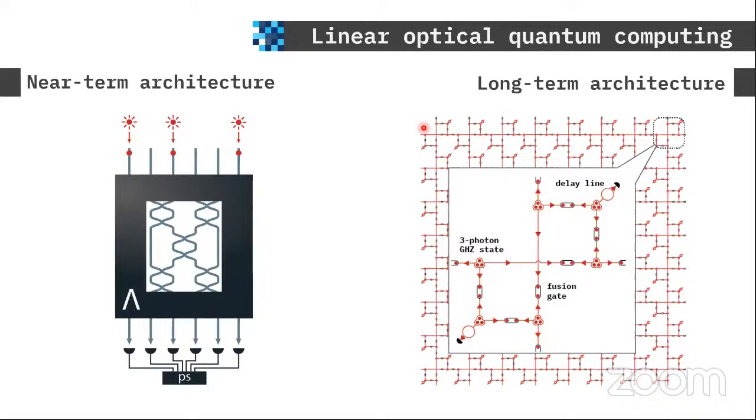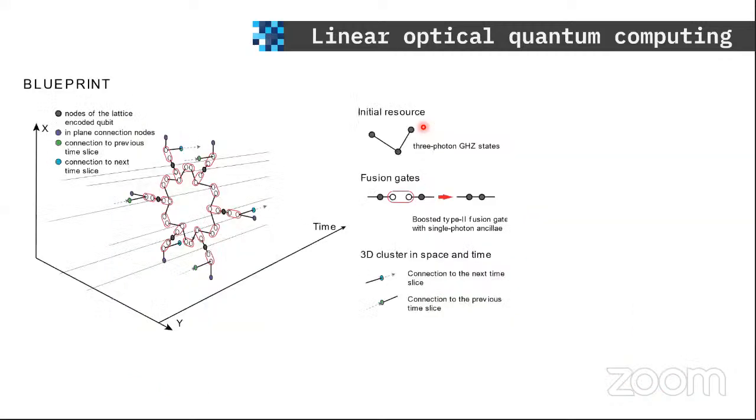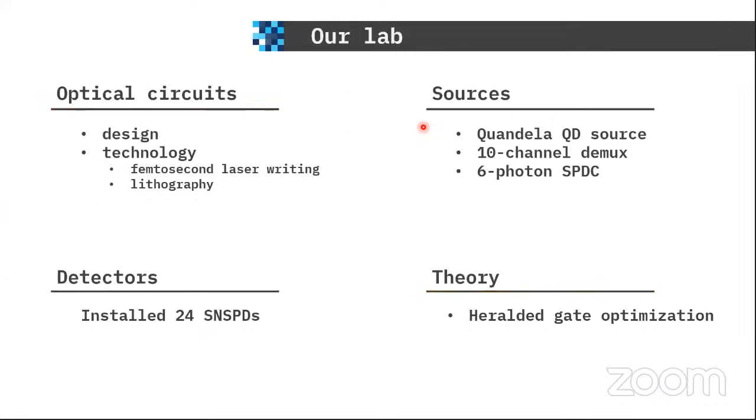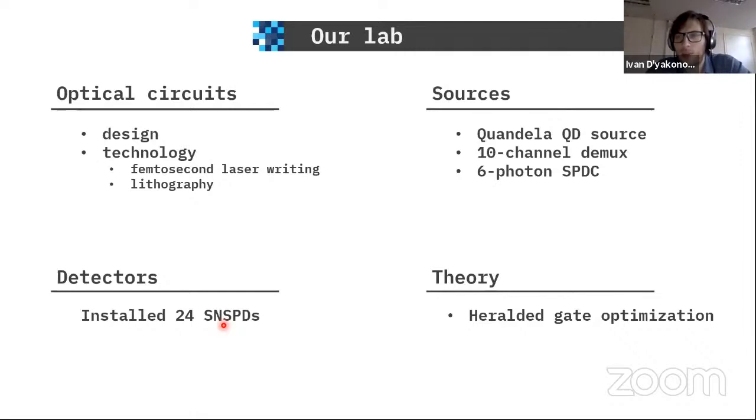So I have several questions. The first one is about the detectors you mentioned in the beginning part of your talk. You mentioned that you have installed like 24 detectors, and I assume they are all for 900 nanometer light? Yeah, so they are optimized for 925 nanometer to work with our quantum dot source.